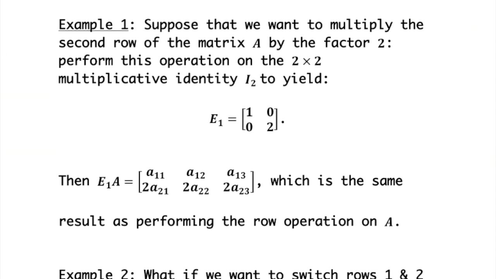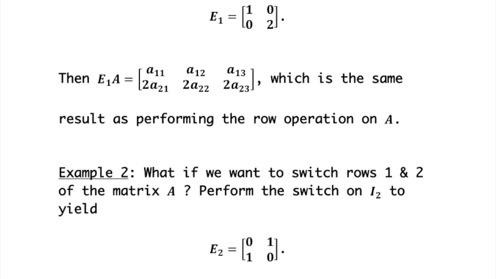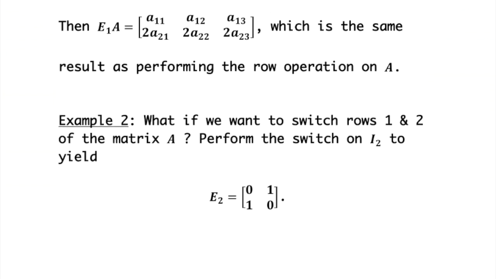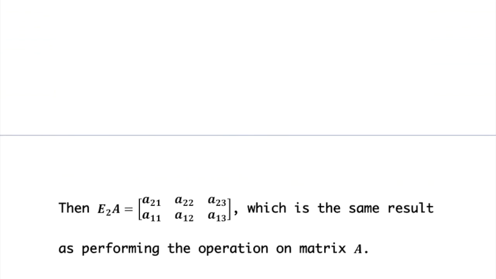Let's take another example. What if we want to switch rows 1 and 2 of the matrix A? You first want to perform the switch on I2 to yield [0, 1; 1, 0]. Then if I go E sub 2 times A, that has the effect of switching the two rows of A.